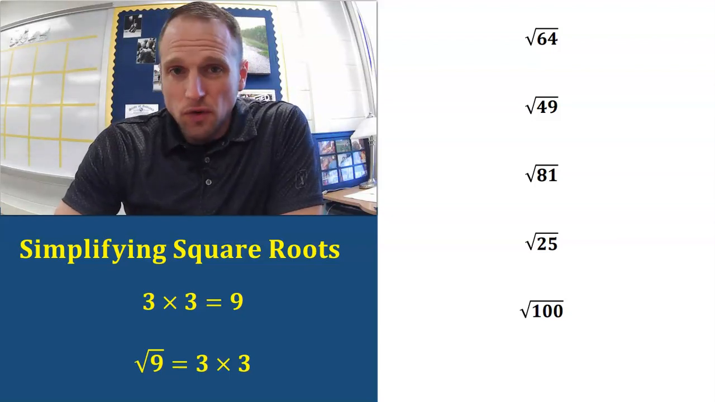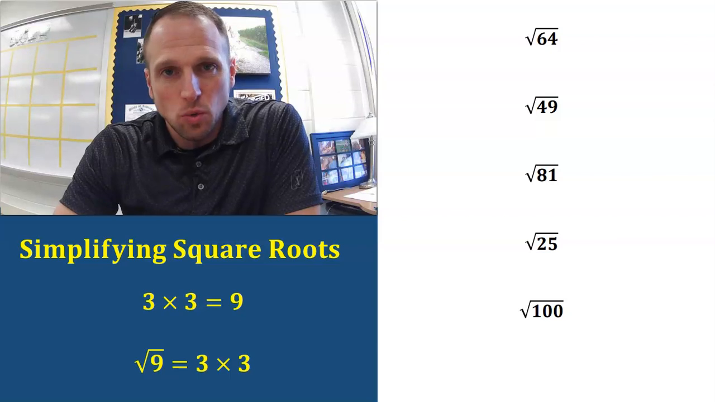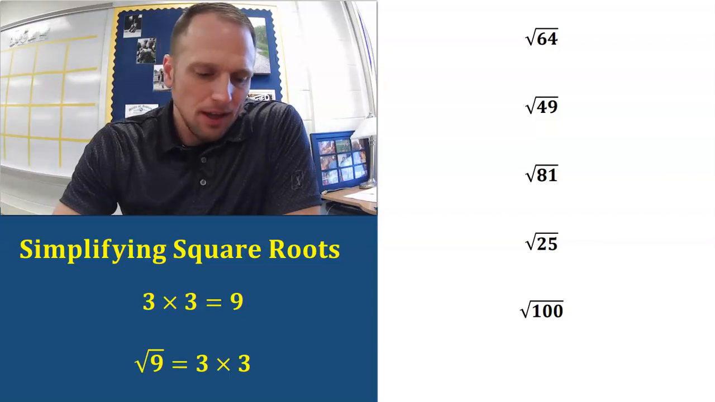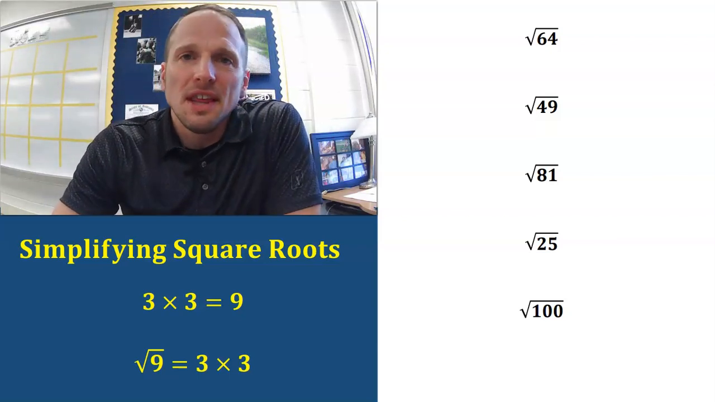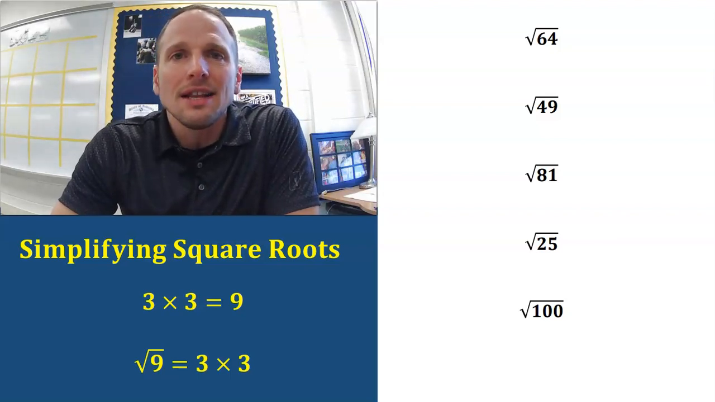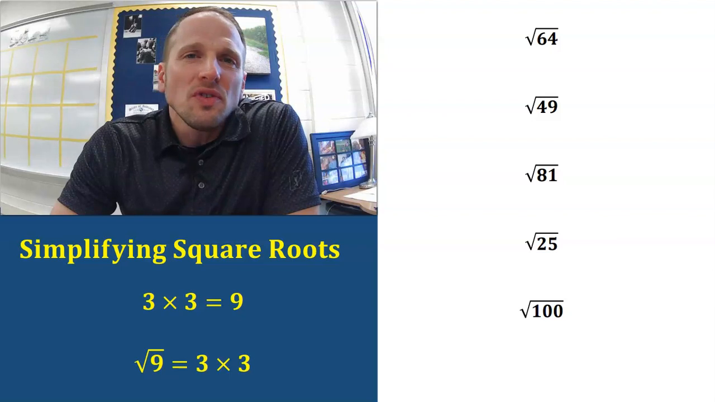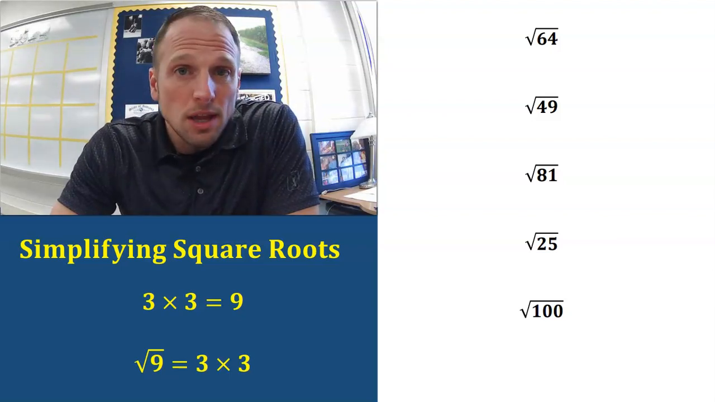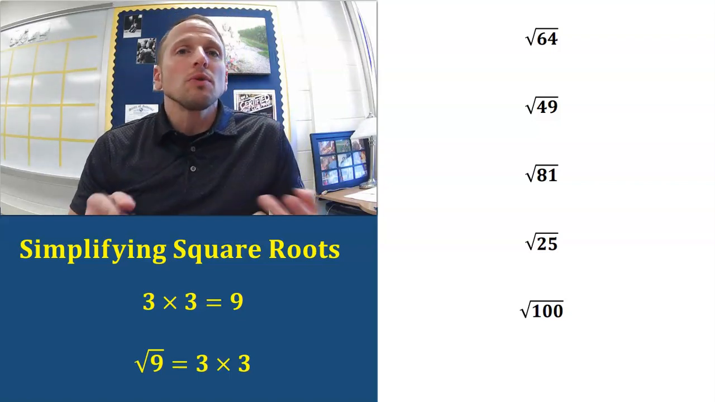Let's make sure, first of all, that we understand what a square root is. Down here in the notes, you see that 3 times 3 is 9. Everybody knows that. That's not news. And also, hopefully, you understand what a square root means. The square root of 9 is 3 because 3 times 3 equals 9.